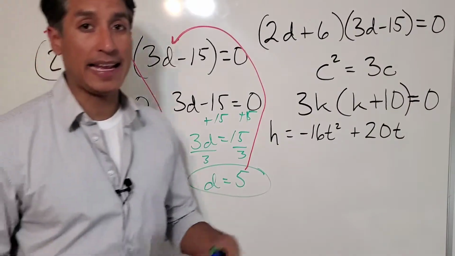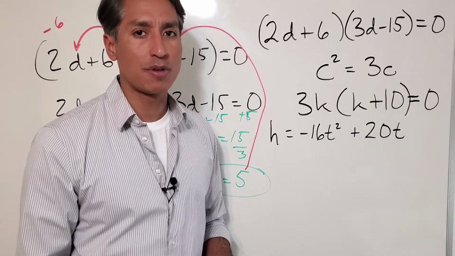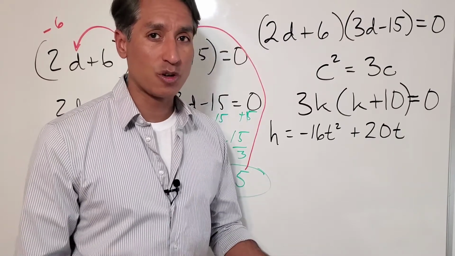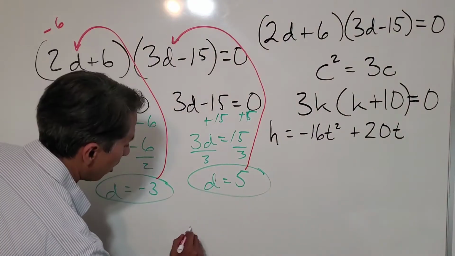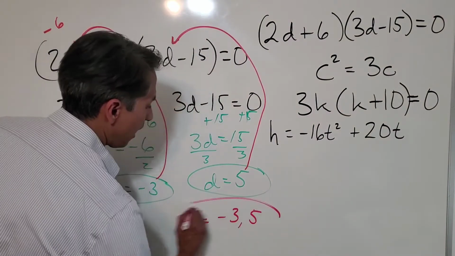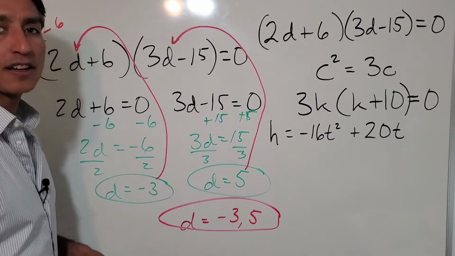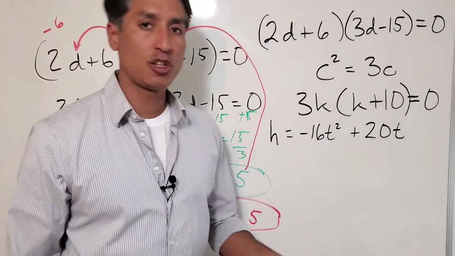So therefore, my answer, which again, moving into the next couple sections of the book, these are going to be called the roots rather than just the answer. My answers here are d equals negative 3 and 5. And so those are my final answers. I have 2 different values that work for this situation.